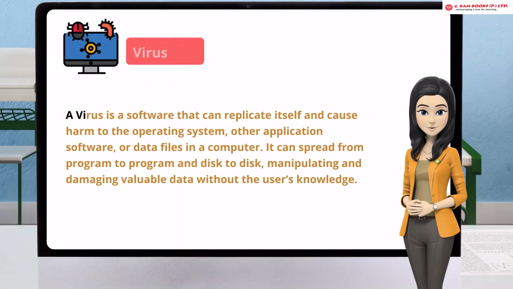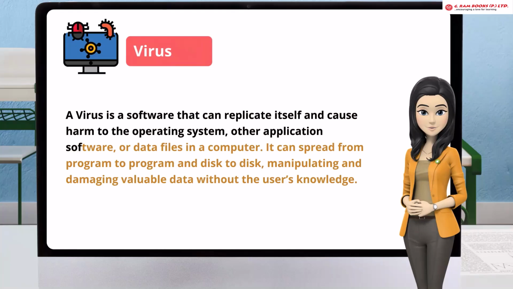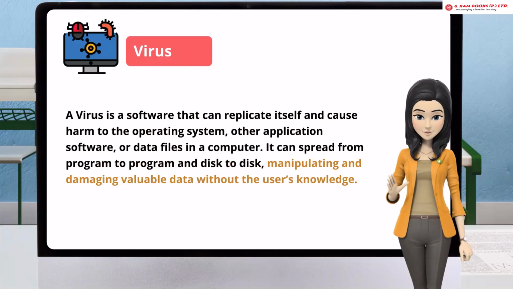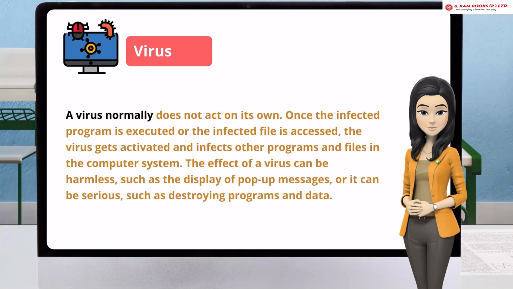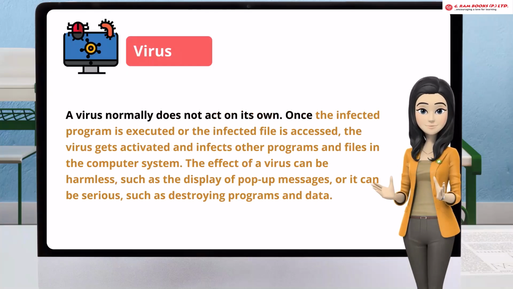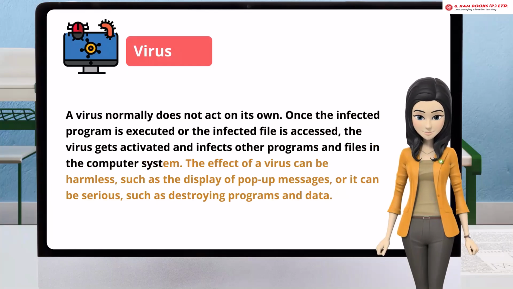Virus. A virus is a software that can replicate itself and cause harm to the operating system, other application software, or data files in a computer. It can spread from program to program and disk to disk, manipulating and damaging valuable data without the user's knowledge. A virus normally does not act on its own. Once the infected program is executed or the infected file is accessed, the virus gets activated and infects other programs and files in the computer system.